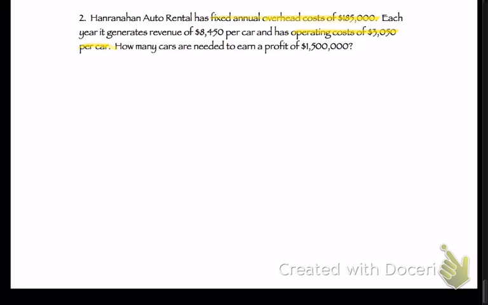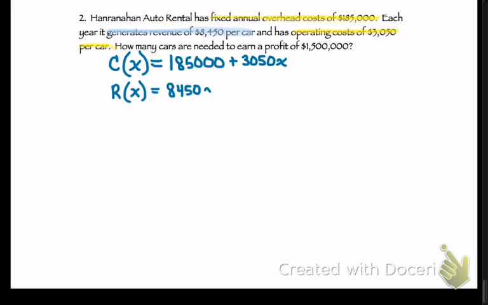Let's think, how would I write my cost function? I think it would look something like that. Alright, so then there's the cost. Revenue. How do I make money? Alright, so it looks like it generates a revenue of $8,450 per car. So my revenue function per car, 8450 times x.